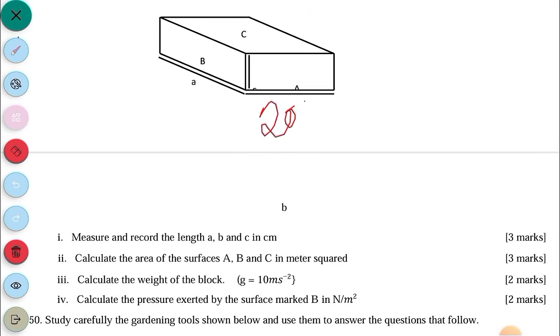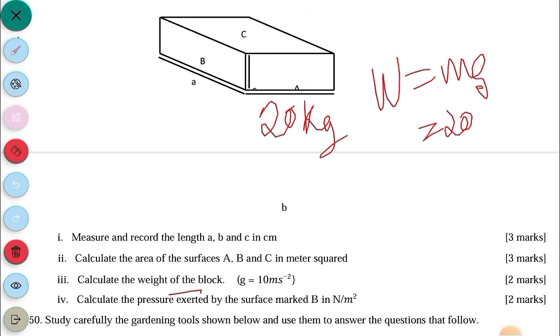So this is 20 kg. Let's measure A, B, and then C. So we've met something like this before. Use your rule to measure all the sides and then just calculate the weight. Weight equals mass times acceleration due to gravity. So your mass is 20 multiplied by acceleration due to gravity, which is 10.